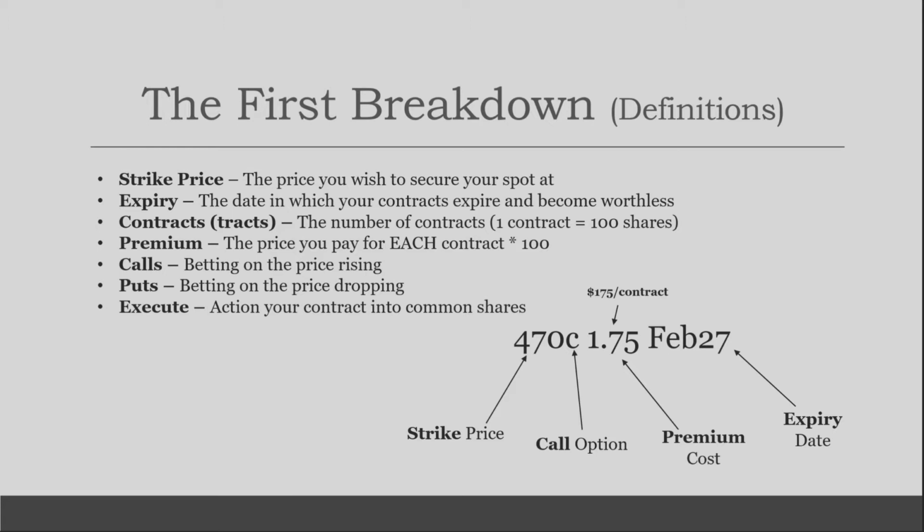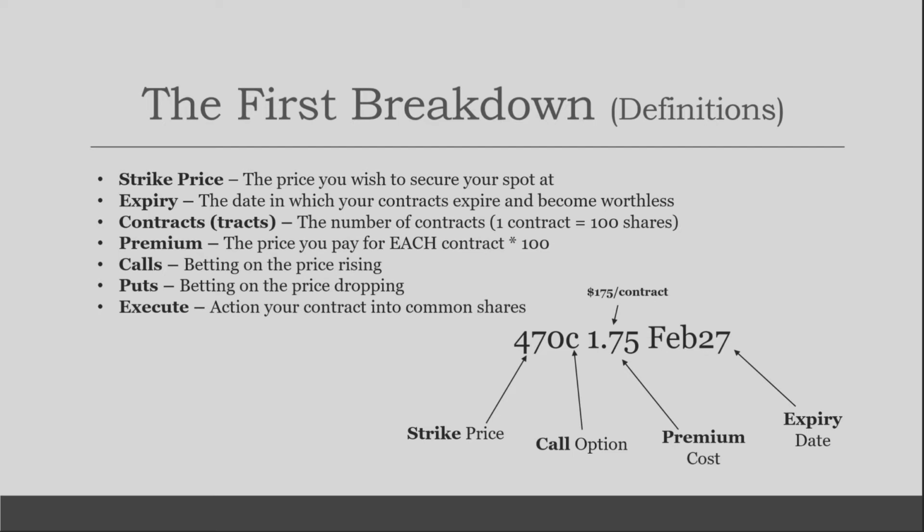Contracts, better known as tracts, simply represent the number of contracts you are purchasing or selling. It is important to note down that one contract is equivalent to 100 commons shares. Premium is the price you pay for each contract multiplied by 100, representing the 100 shares.